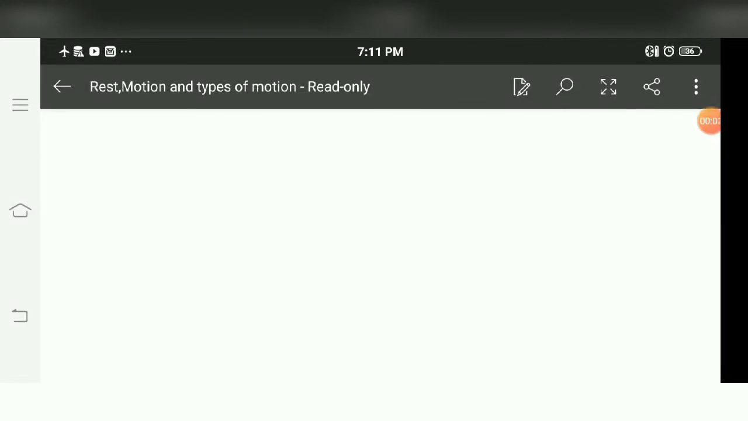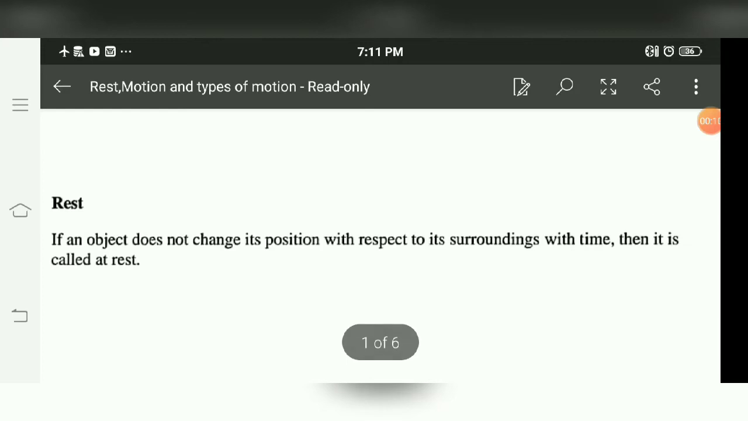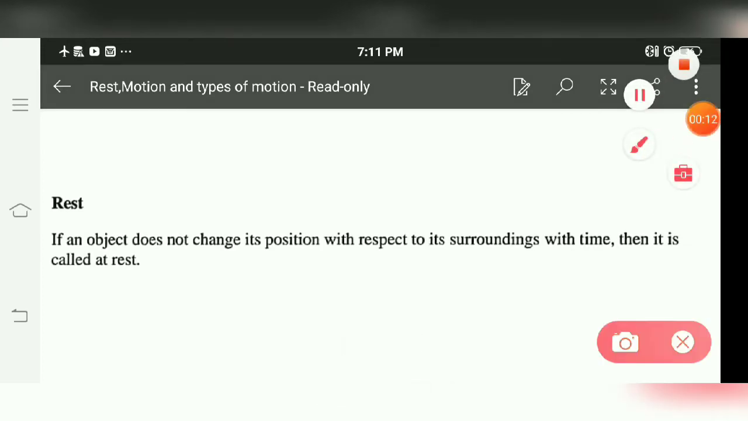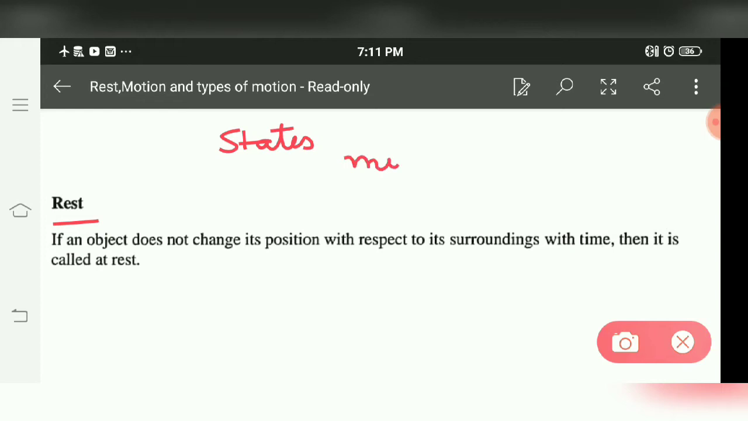Now, in this video, we are going to discuss rest, motion and the types of motion. Now first, what is rest? There are two states of an object. First is rest and the other is motion. Now first, what is rest? If an object doesn't change its position with respect to surrounding with time, then it's said to be at rest.